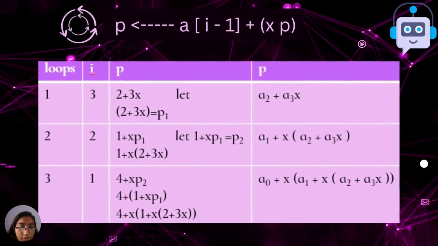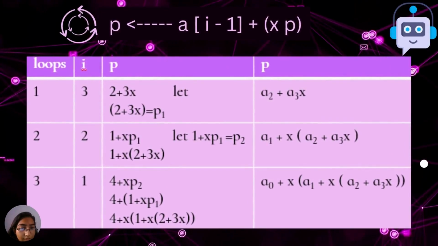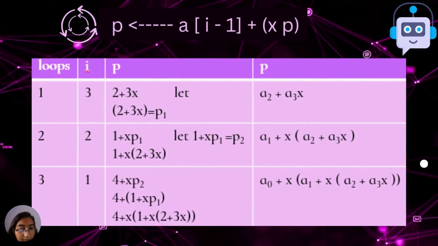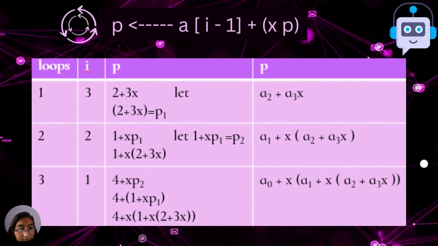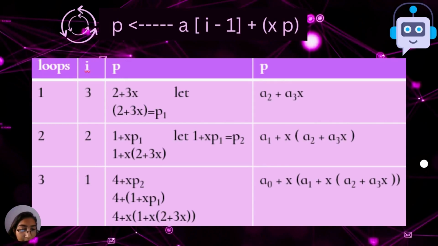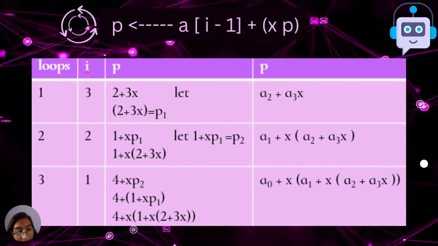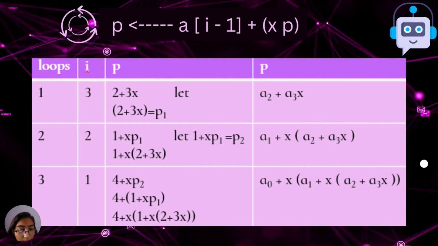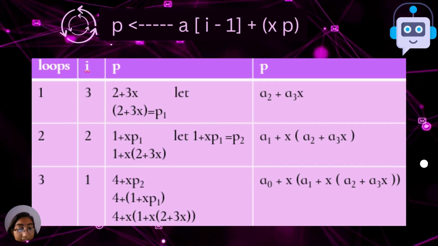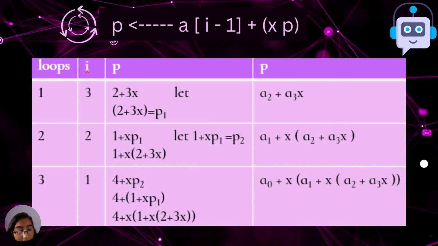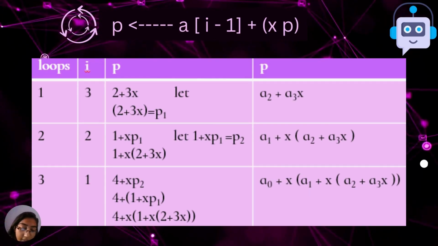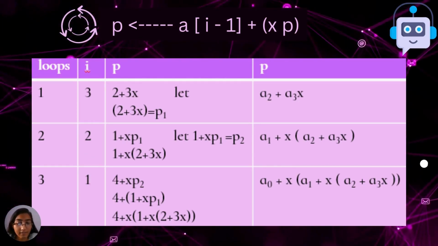So now let's take a look at the table of loops. In loop 1 it will be 2 plus 3x, and in loop 2 it will be 1 plus x p1, where p1 is basically 2 plus 3x. Then in the third loop it would be 4 plus x p2, that is 4 plus x(1 plus x p1). And what is x p1? As we can see here, our last expression will be 4 plus x(1 plus x(2 plus 3x)). That is basically our evaluation of this.